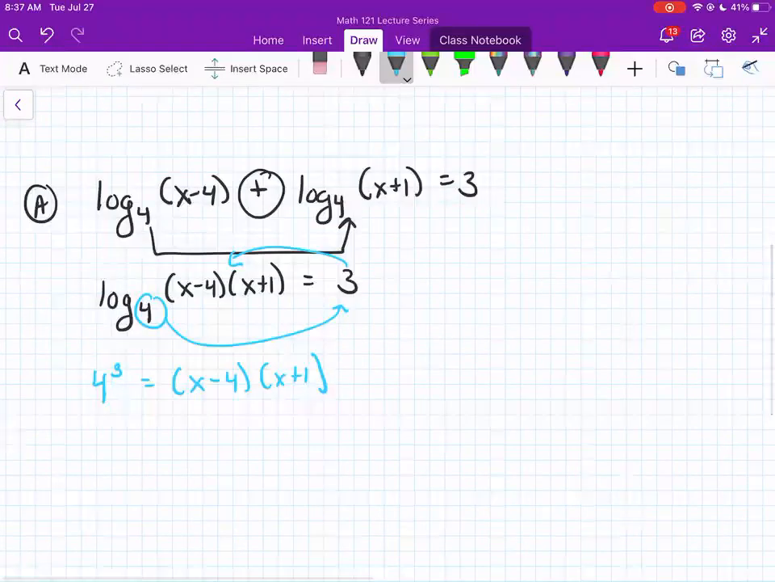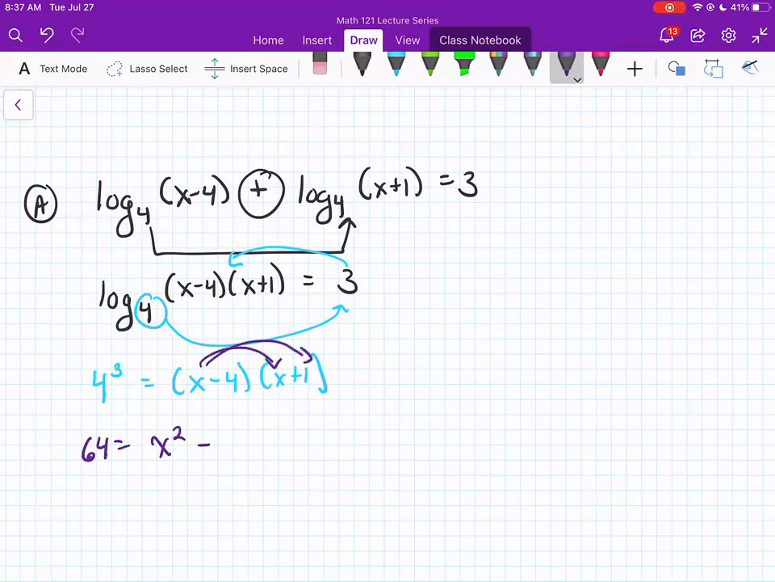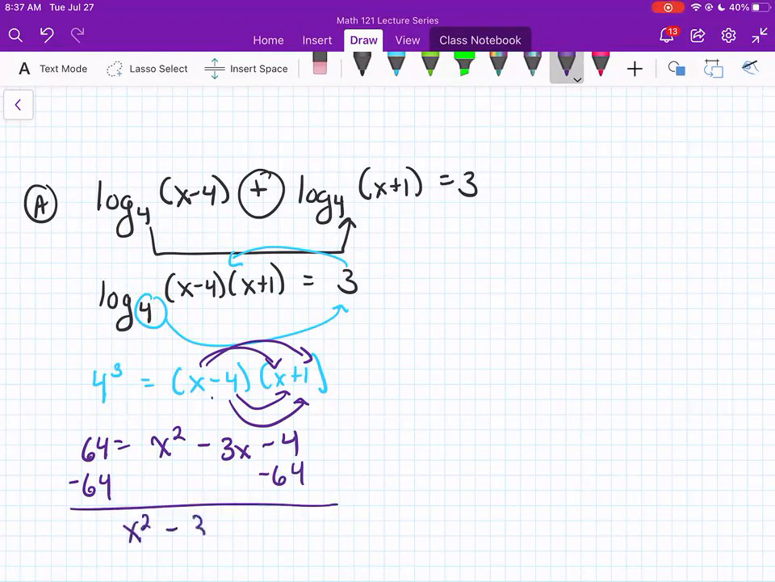Notice now we have to FOIL. 4 to the third power is 64, and 64 is going to equal x squared minus 4x plus 1x, which is minus 3x, and then minus 4. In order to solve this, we're going to use the quadratic formula. So I'm going to subtract 64 from both sides. I get x squared minus 3x minus 68 equals 0.